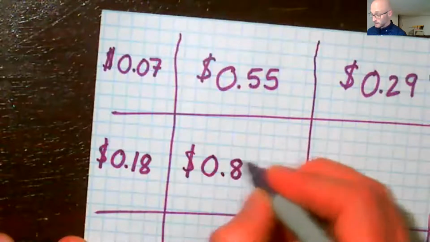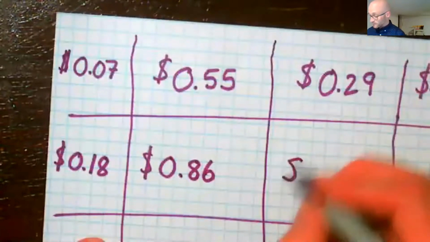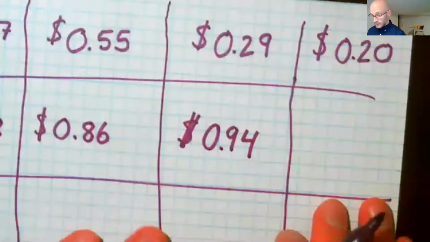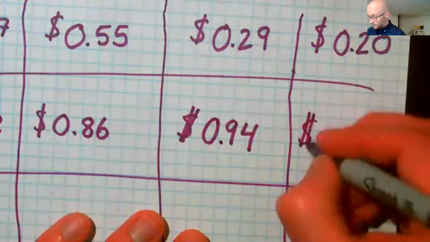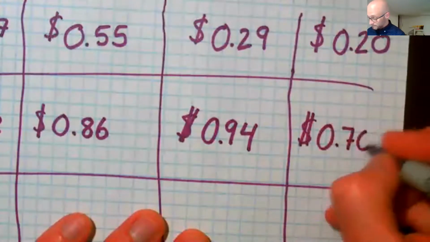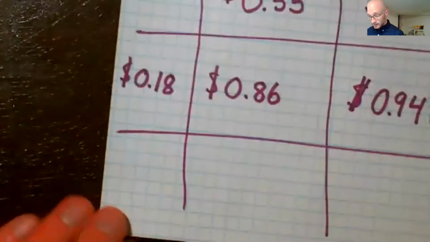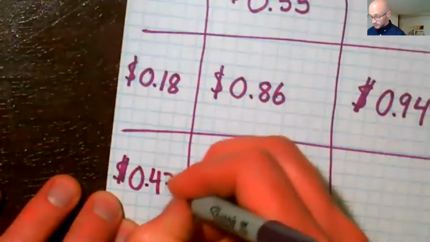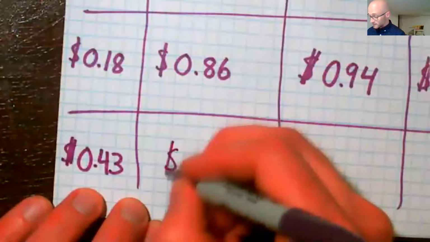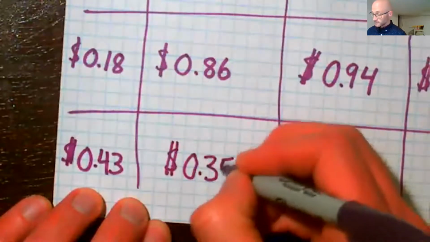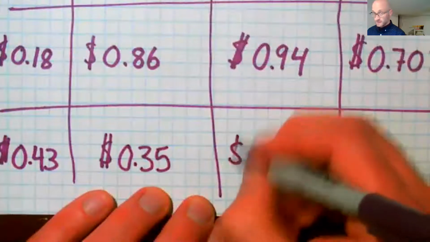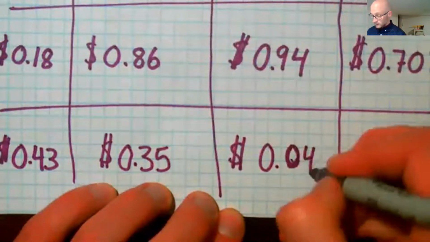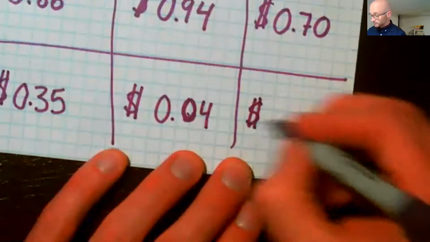86 cents is going to be our next price. 94 cents will be our next one. And 70 cents will be our next one. Okay. Then, home stretch here, 43 cents will be our next price. 35 cents. 4 cents. Oops. And 62 cents for our final one.